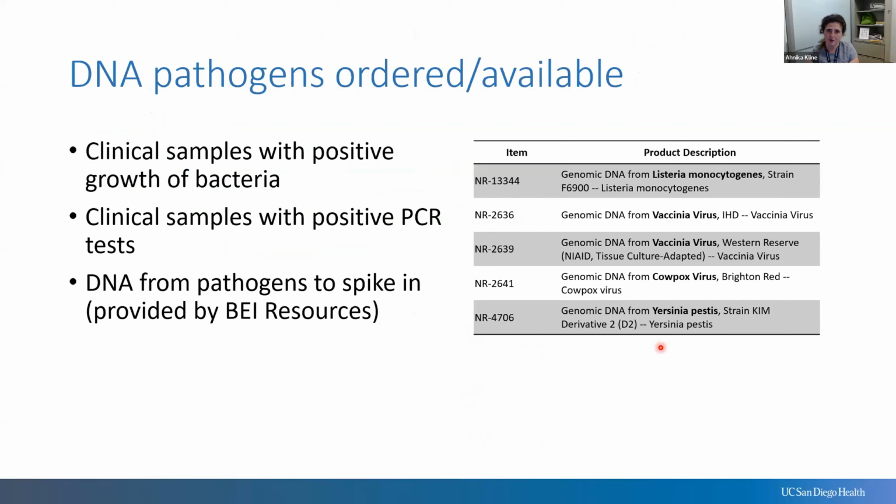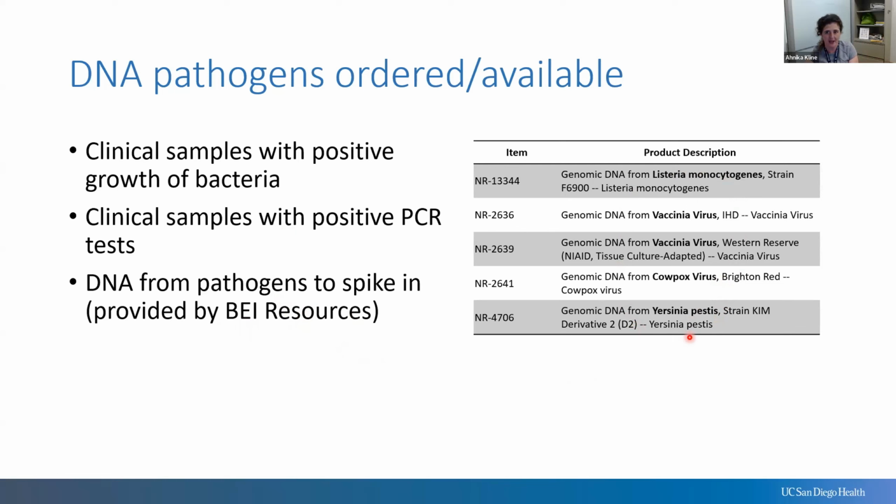So what DNA pathogens could we look at? We have clinical samples provided by the clinical lab that have positive growth of bacteria, which obviously will have bacterial DNA. And then we also have clinical positive PCR diagnostic tests, so specimens that were positive by that PCR test, which I'll describe in a few minutes. And then additionally, BEI Resources, which is actually an NIH repository, has DNA from pathogens that could be spiked in. So we reached out and ordered from them DNA from Listeria, Vaccinia, Cowpox, and Yersinia pestis. The idea being that, if you want to show that you can detect an emerging pathogen, you might want to spike in the DNA from an emerging pathogen.